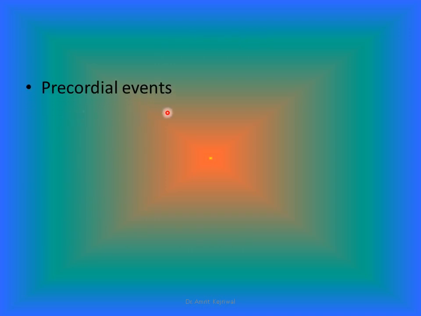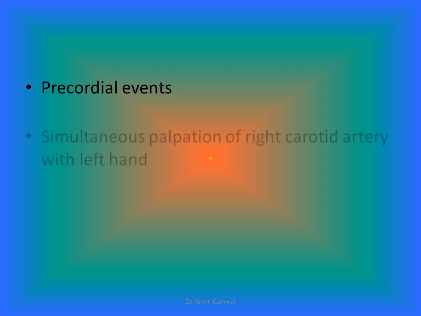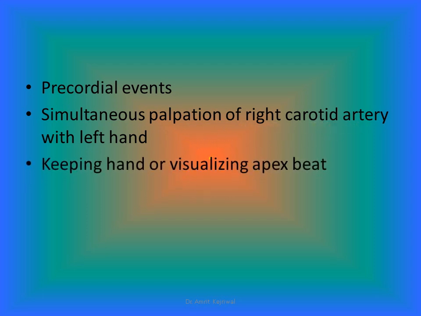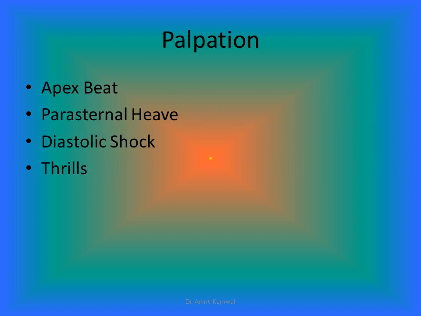Precordial events have to be recorded and seen with palpation. This is done better with simultaneous palpation of the right carotid artery with the left hand, or keeping the hand on or visualizing the apex beat. A person has to see this and identify each activity as systolic or diastolic if possible.